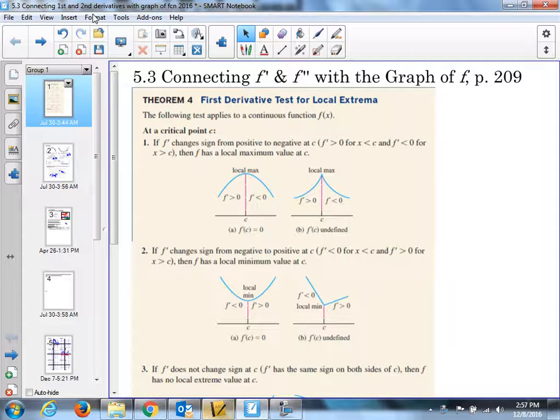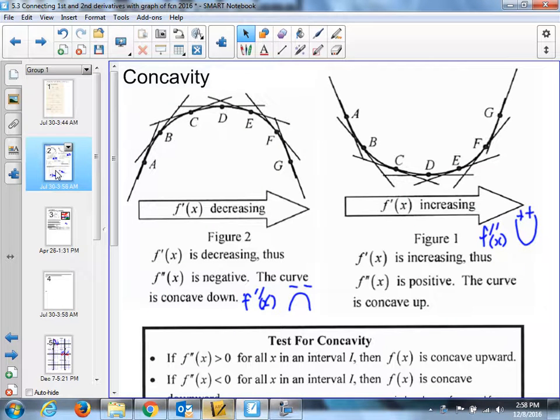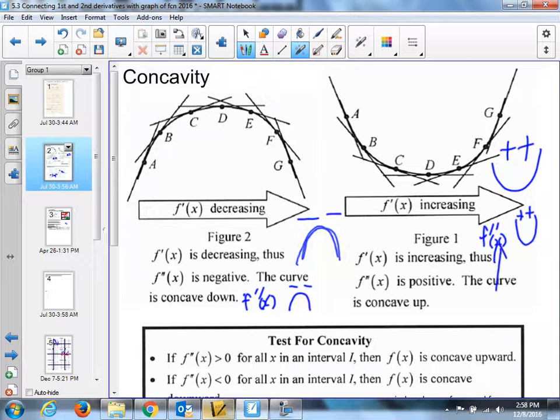I forgot to before. Take a look at the review of the first derivative test. You know all about that. Concavity: if it's concave up, the second derivative is negative. Stop and look at that. We can summarize with a sad face to remember second derivative negative. I said concave up, I'm mistaken. Concave down, second derivative is negative. If it's concave up, second derivative is positive. Take a look at that.